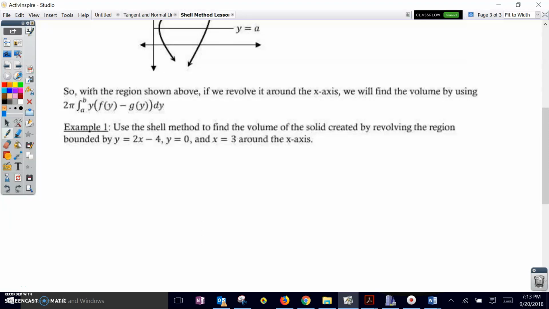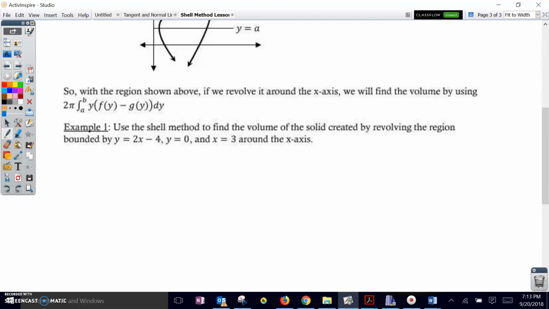Alright, welcome back everybody. In this video we're going to look at how we can use the shell method to find the volume of solids generated by revolving regions around the x-axis. In the last video we did it with regions around the y-axis. So it's the same general concept, except remember from the last video when we went around the y-axis everything had to be in terms of x, and our strips that we were working with were parallel to the y-axis.